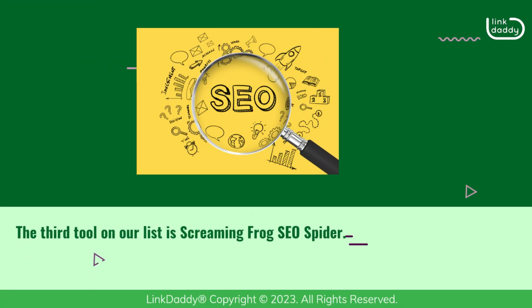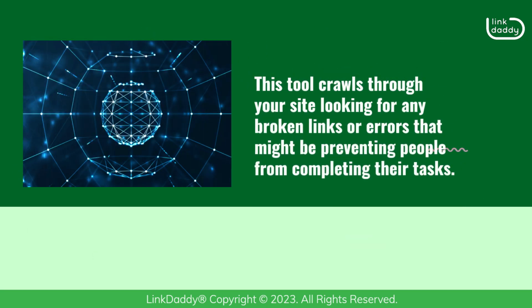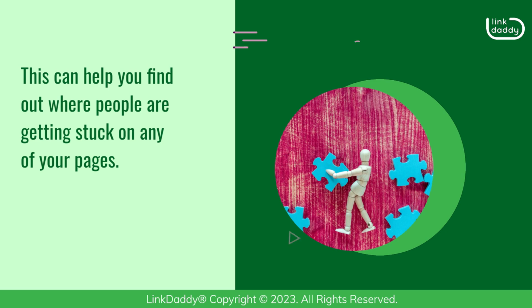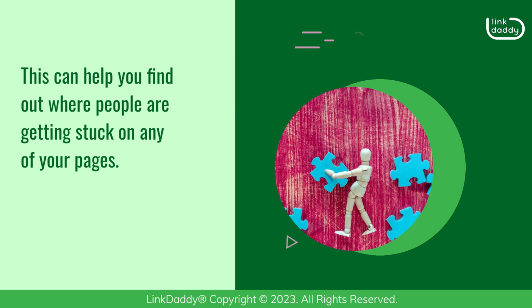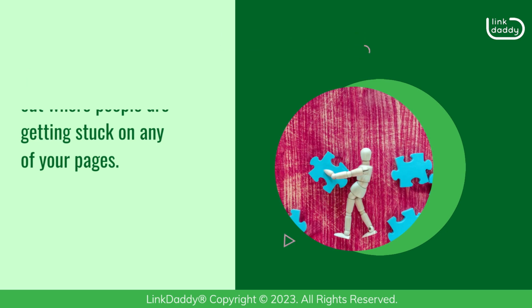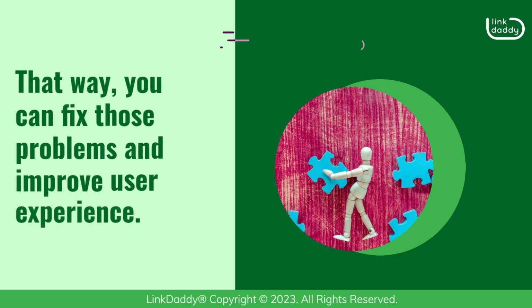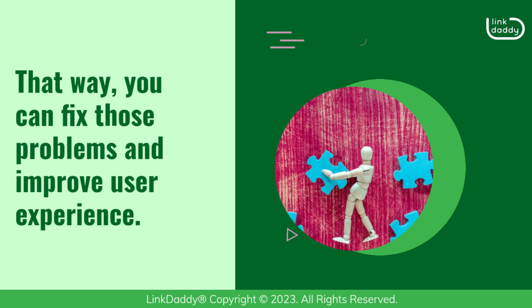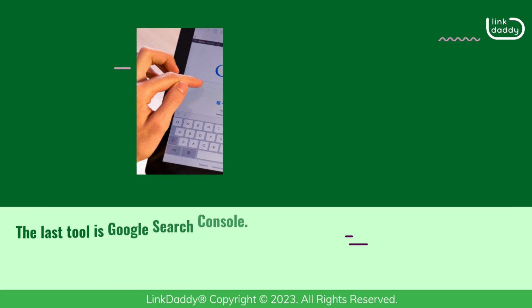The third tool on our list is Screaming Frog SEO Spider. This tool crawls through your site looking for any broken links or errors that might be preventing people from completing their tasks. This can help you find out where people are getting stuck on any of your pages. That way, you can fix those problems and improve user experience.